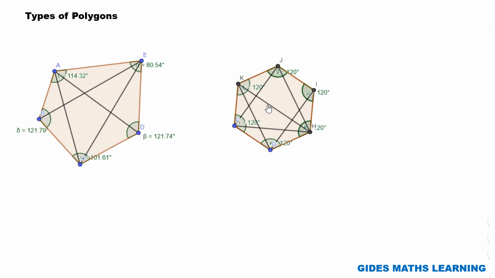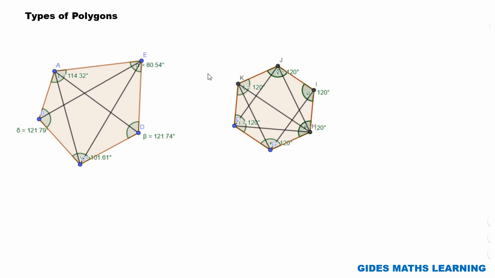So for convex polygons, none of the interior angles is up to 180. Again, all the vertices are pointing away from the center, and it has all the diagonals lying within the polygon.